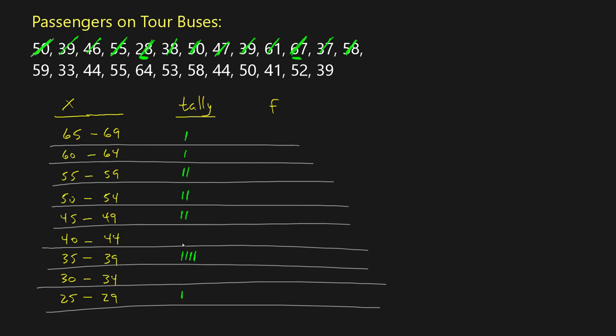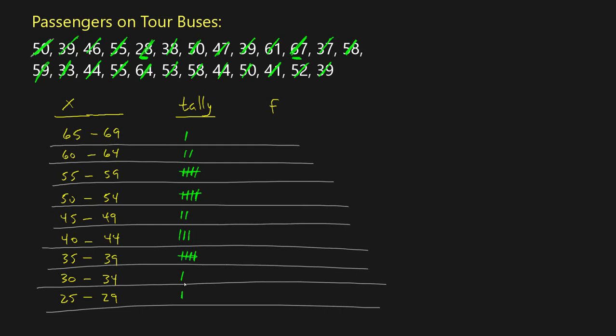We can see that there's a clustering towards the low end. 59 to 59. 33 goes in here. 44 right there. 55. 64. 53. 58. 44. And 50. 41. 52. And 39.